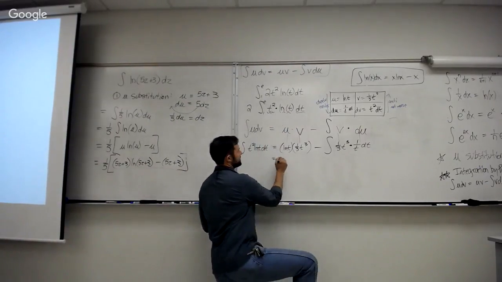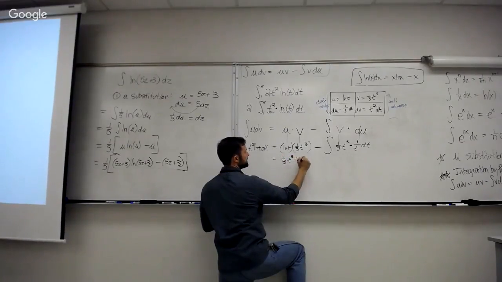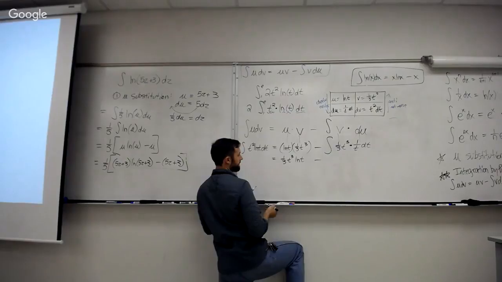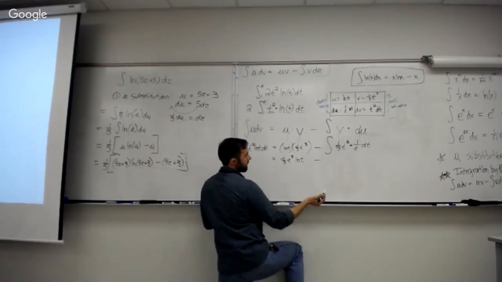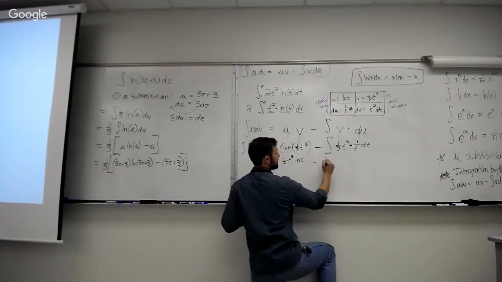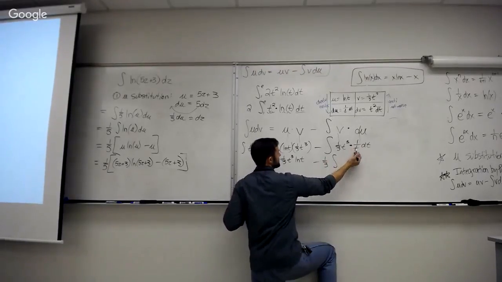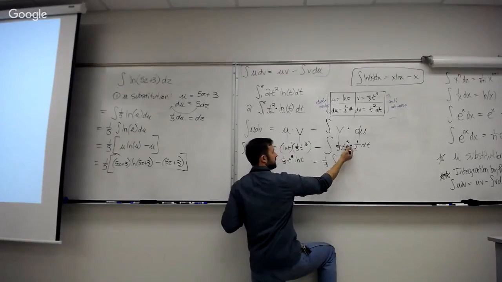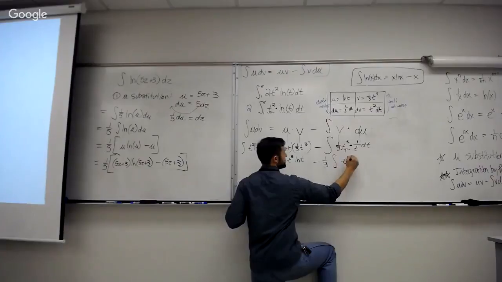So this first part, if I put it in order, that's 1/3 t cubed natural log of t, because fractions always go in front and natural logs always go at the end. And then here, I will bring my 1/3 out front. And then I just have the integral of t cubed times 1 over t. What's t cubed times 1 over t? What happens with that t in the denominator? It cancels with one of the t's in the numerator. So that's just t squared dt.